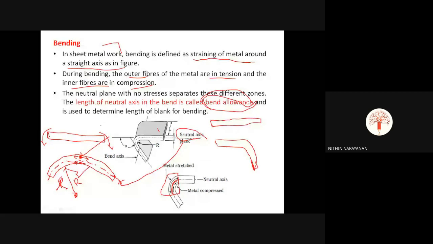K is a constant. Then alpha is the bend angle. So what is the angle of bending? For example, in this case, this is the initial line. So this will be the angle that we have bent. Alpha is the angle of bend. Here the angle is with respect to this line. This is the angle of bend. So alpha is the bend angle in radians, R is bend radius, T is sheet thickness, and K is a constant.